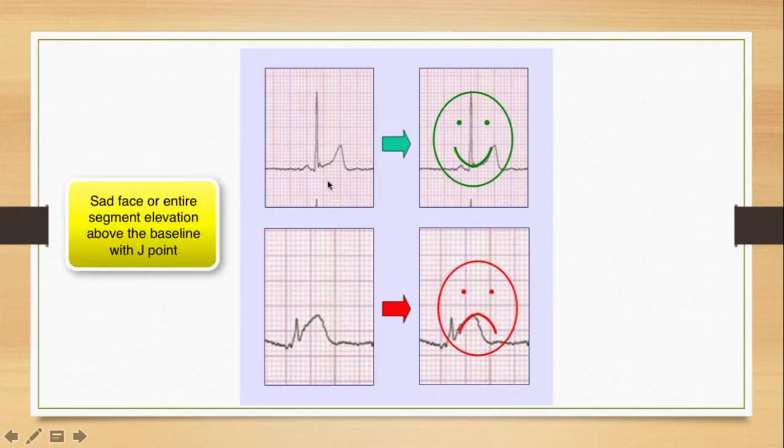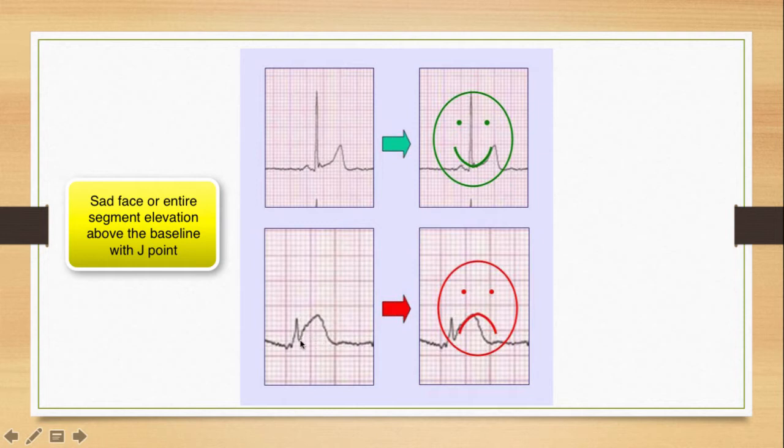So to determine if an ST segment is elevated or not, we will look at the ST segment itself. Of course, it is supposed to be a normal upsloping segment, and then also the segment has to be on the baseline. If the entire segment is elevated above the baseline, let's say the J point starts here and the entire segment is elevated above the baseline, then we'll call it ST segment elevation.